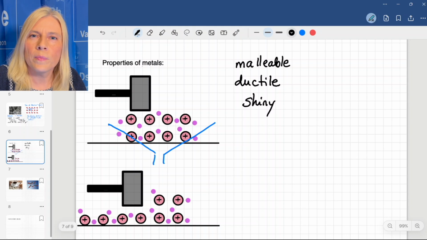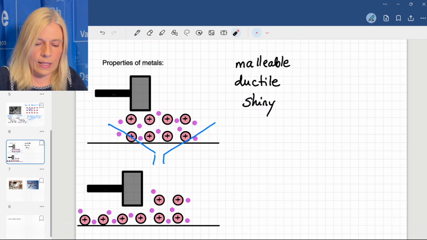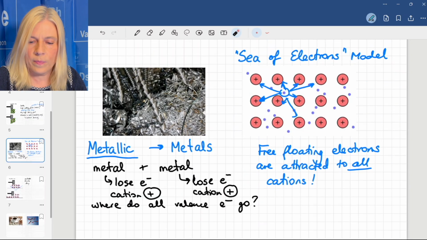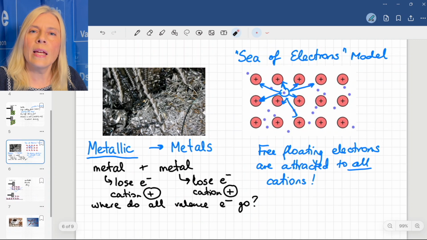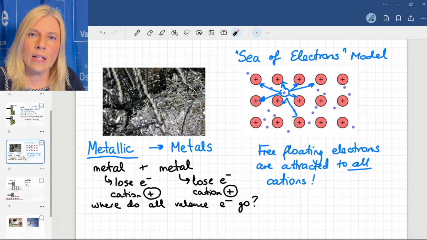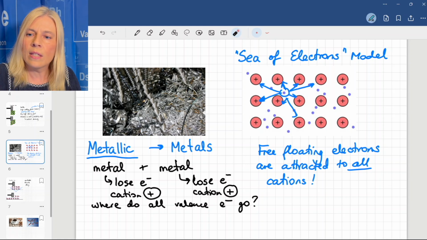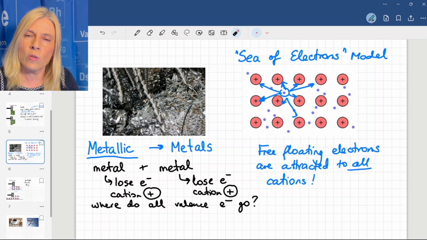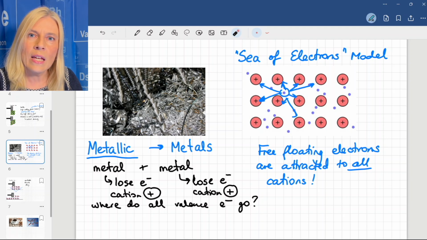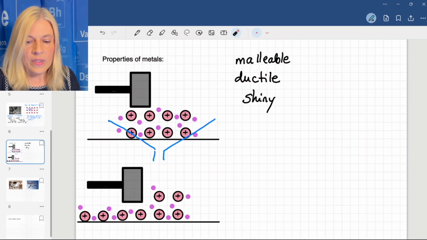So what's going on? Well, if a light hits my metal, and I have electrons on the surface, it gives them a little bit of energy, and the electrons just kind of skim on the surface of the cations, so they move a little bit. So the shine that our eyes see is actually electrons moving. Electrons are floating on top of the cations, and they are moving. That's what gives metals the shine. So they are shiny. And what else happens?